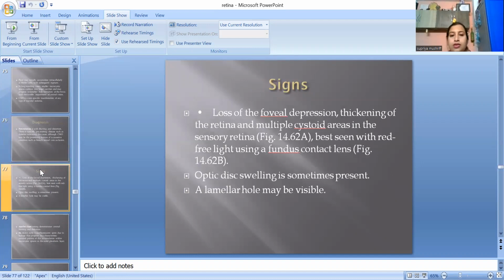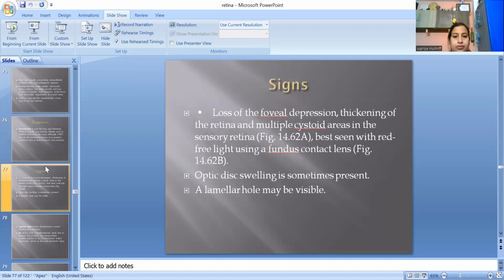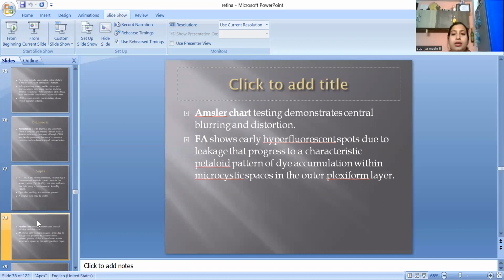The signs are loss of foveal depression, thickening of the retina, and multiple cystoid areas in the sensory retina, best seen with red-free light using a fundus contact lens. Optic disc swelling is sometimes present and a lamellar hole may be visible. Amsler chart testing demonstrates central blurring and distortion in macular edema, CMO.